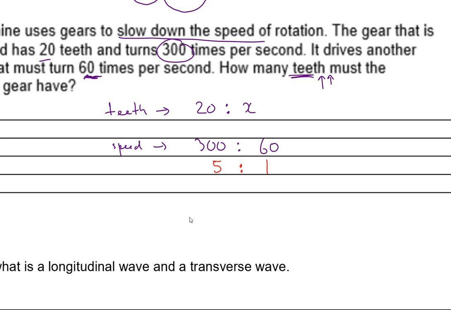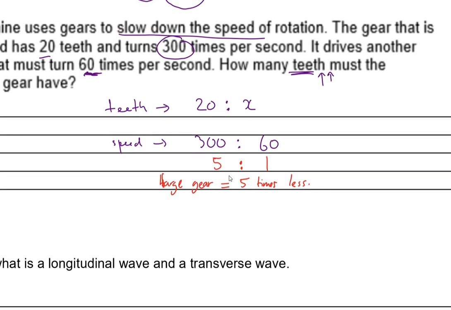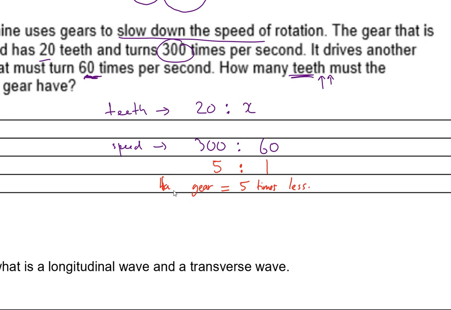Okay, so what we have now is we know that the small one turns 5 times faster compared to the first one. So therefore the large gear rotates 5 times less, doesn't it? Okay, now we know that the second gear, let me just delete this, is going to rotate 5 times less, so therefore 6 times.